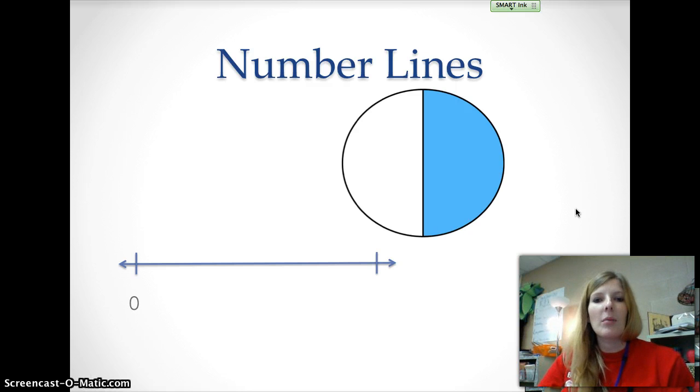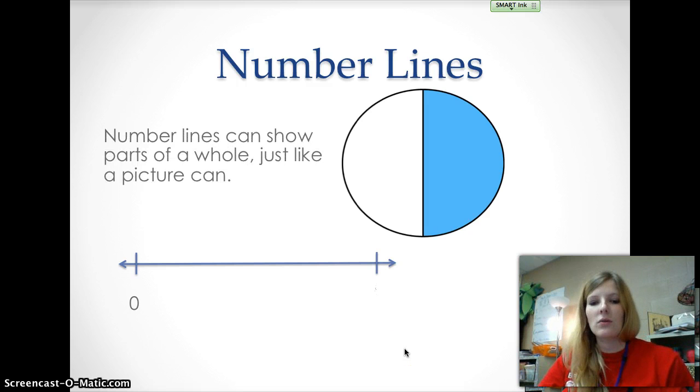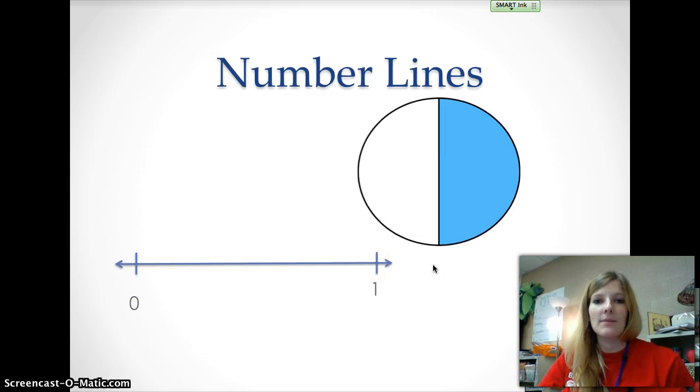Okay, number lines have a 0 at the beginning and it goes to 1. Remember I said fractions are parts of whole, so they're in between 0 and 1 whole. Number lines can show parts of a whole just like a picture can. So this is showing half of a circle is shaded in, and a number line can show where half would be.